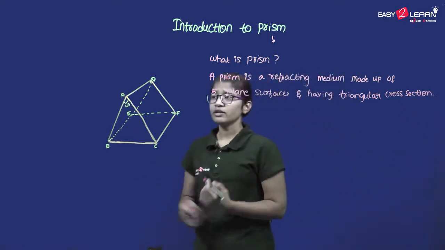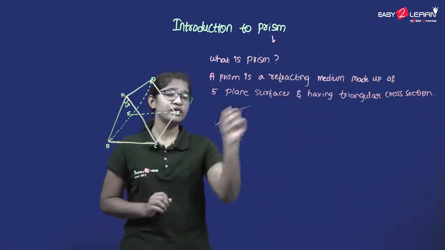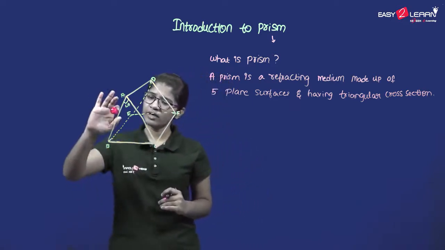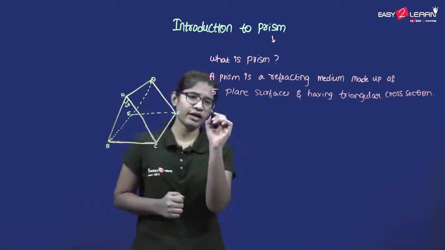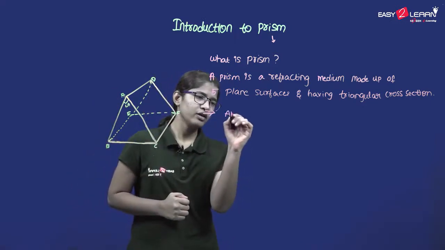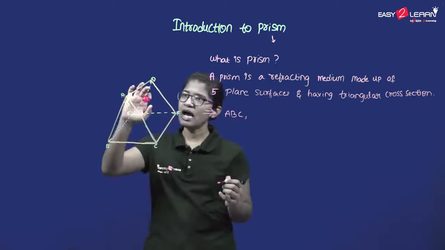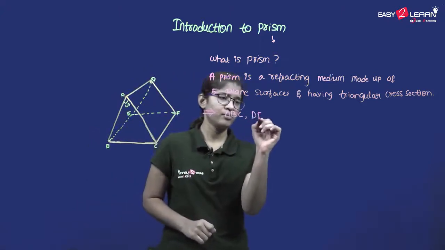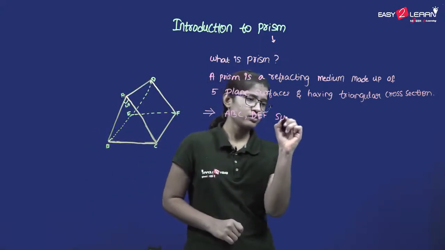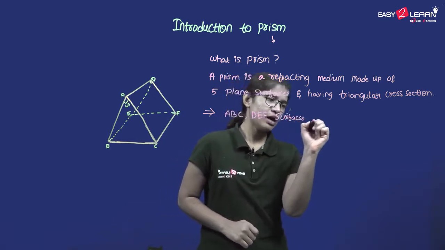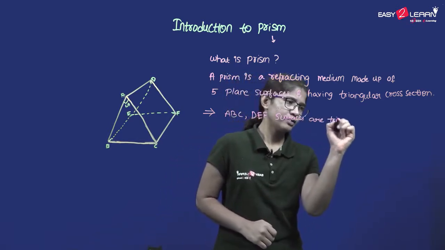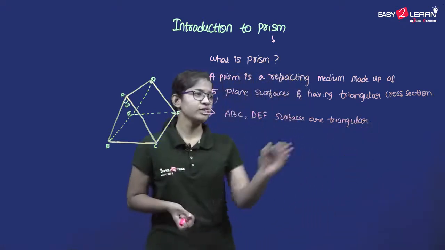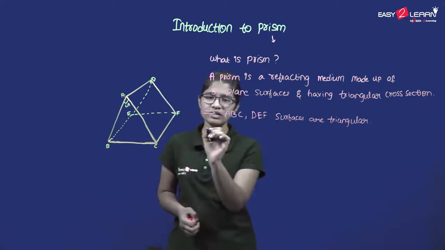So what are the 5 different plane surfaces that we are noticing in the prism? Here we are able to see that ABC is one triangle, and DEF is another triangle. These surfaces are triangular, right? So these are the 2 different surfaces. And what are the remaining 3 surfaces?